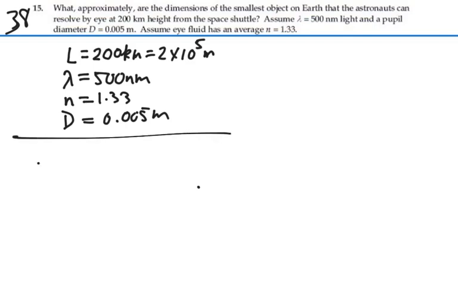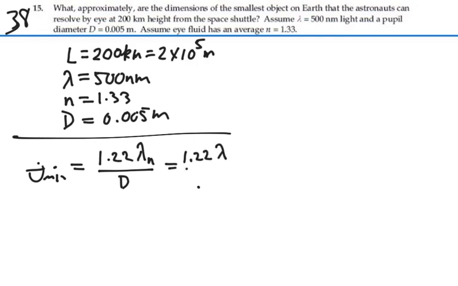In general, our minimum angle of resolution is going to equal, by the Rayleigh criteria, 1.22 lambda sub n over the diameter. This is actually 1.22 times the wavelength in a vacuum over the diameter times the index of refraction of the medium that's receiving this, in this case the eye fluid.